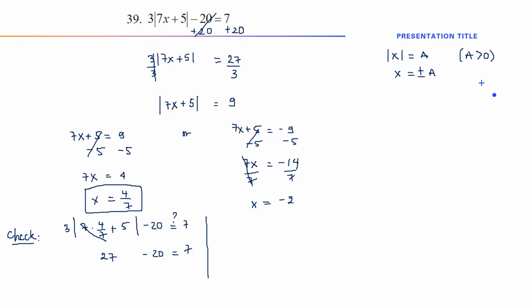We're checking when x equals negative 2. So 3 times the absolute value of 7 times negative 2 plus 5, minus 20. Is that equal to 7? And we have negative 14. We add 5, is 9, times 3, 27, minus 20, that is 7. And this is our solution.